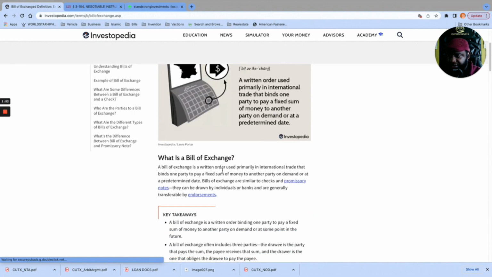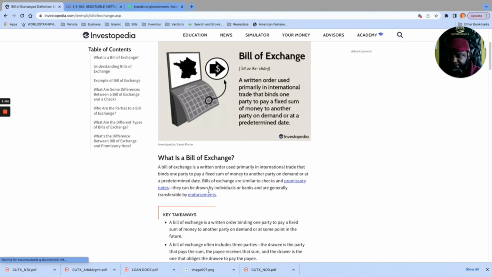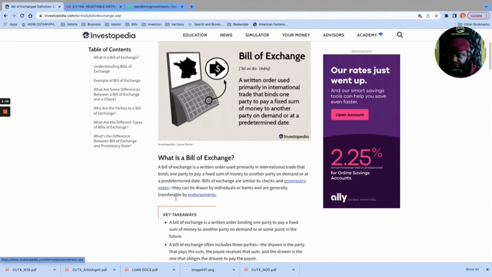Bills of exchange are written orders used primarily in international trade that bind one party to pay a fixed sum of money to another party on demand or at a predetermined date. Bills of exchange are similar to checks and promissory notes. They can be drawn by individuals or banks and are generally transferable by endorsements. Endorsements. We're going to come back to that one.